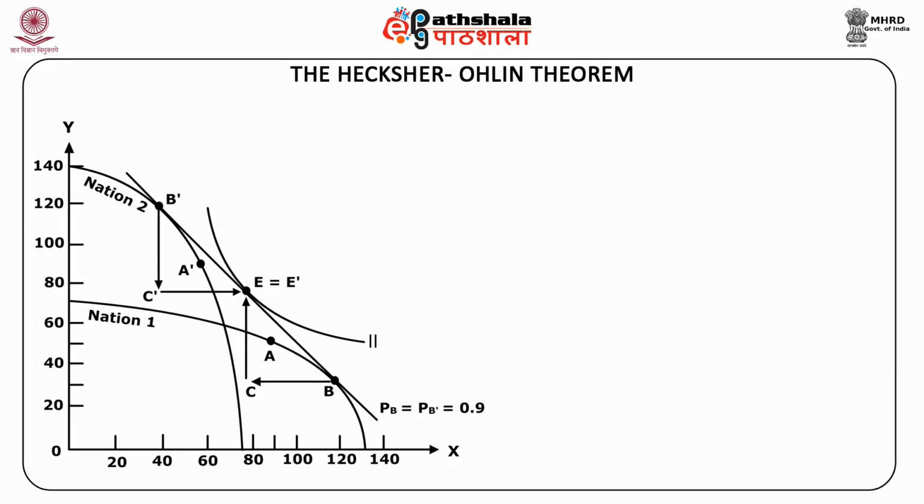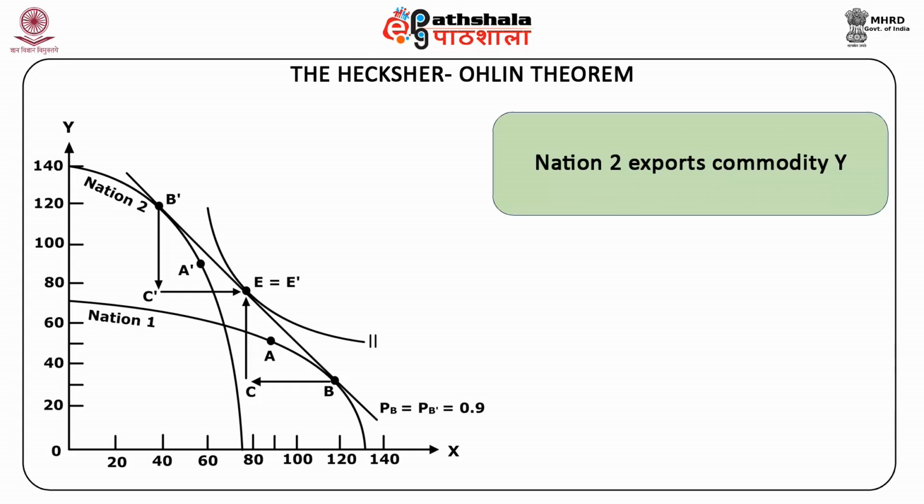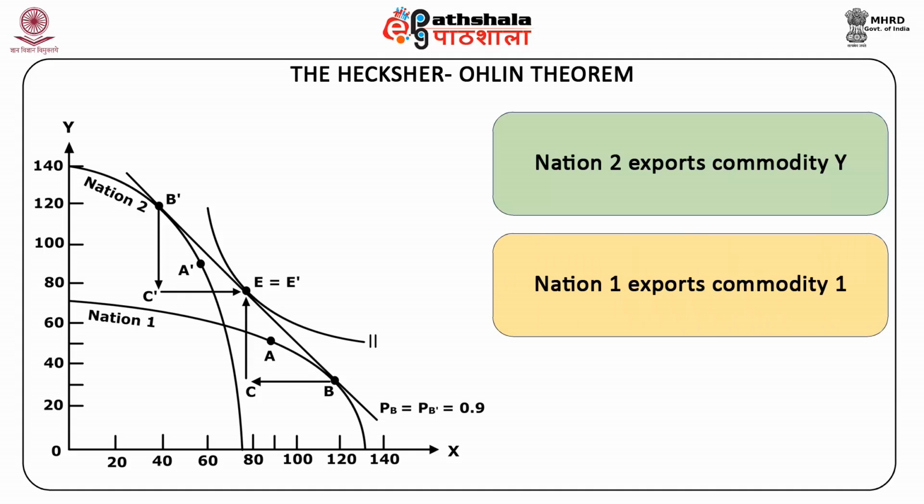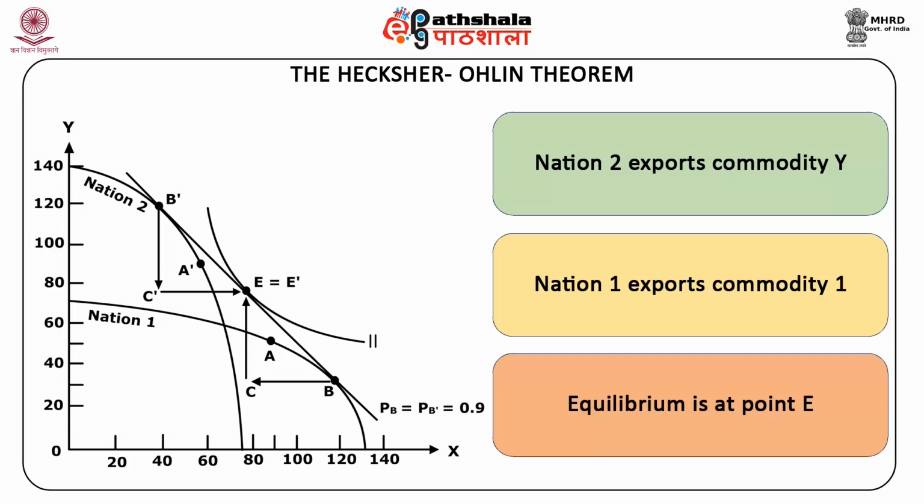In the given diagram, Nation 2 will specialize in the production of commodity Y and will reach point B dash. Similarly, Nation 1 will specialize in the production of commodity X and will reach point B, where the PPF of the two nations are tangent to their relative price line, that is, the rate at which they exchange with each other. Nation 2 will export commodity Y and Nation 1 will export commodity X. In this process, they both will reach equilibrium point E on IC.